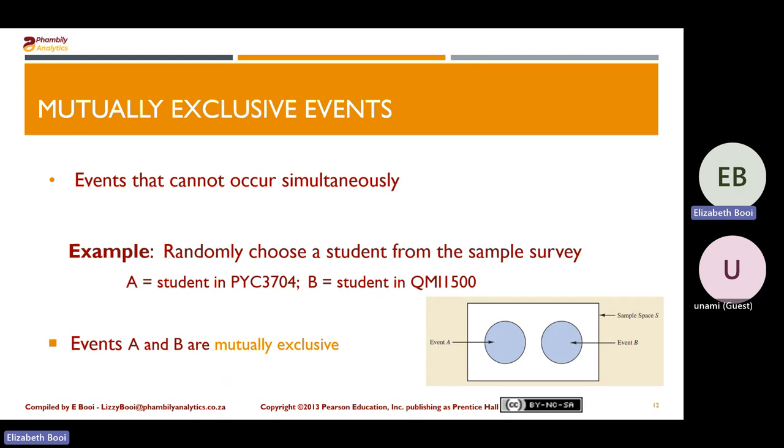These are what we call mutually exclusive events, and the probability of A and B. You will notice that I use not an 'and', but the intersection symbol, or you can use the 'and'. It means the same thing. So if I need to calculate the probability of A and B, that probability will equal zero. That is mutually exclusive events.